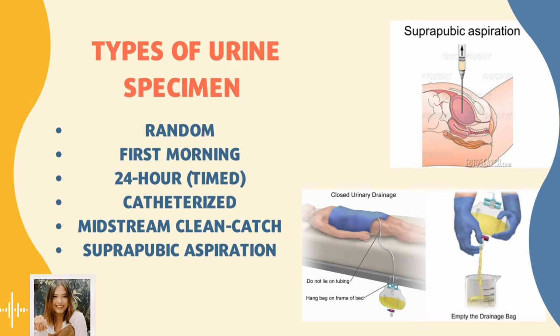Lastly is the suprapubic aspiration. This type of sample is collected by obtaining a urine sample using a needle inserted into the bladder in the suprapubic region, typically to obtain an uncontaminated urine sample for bacterial cultures and cytological examination.